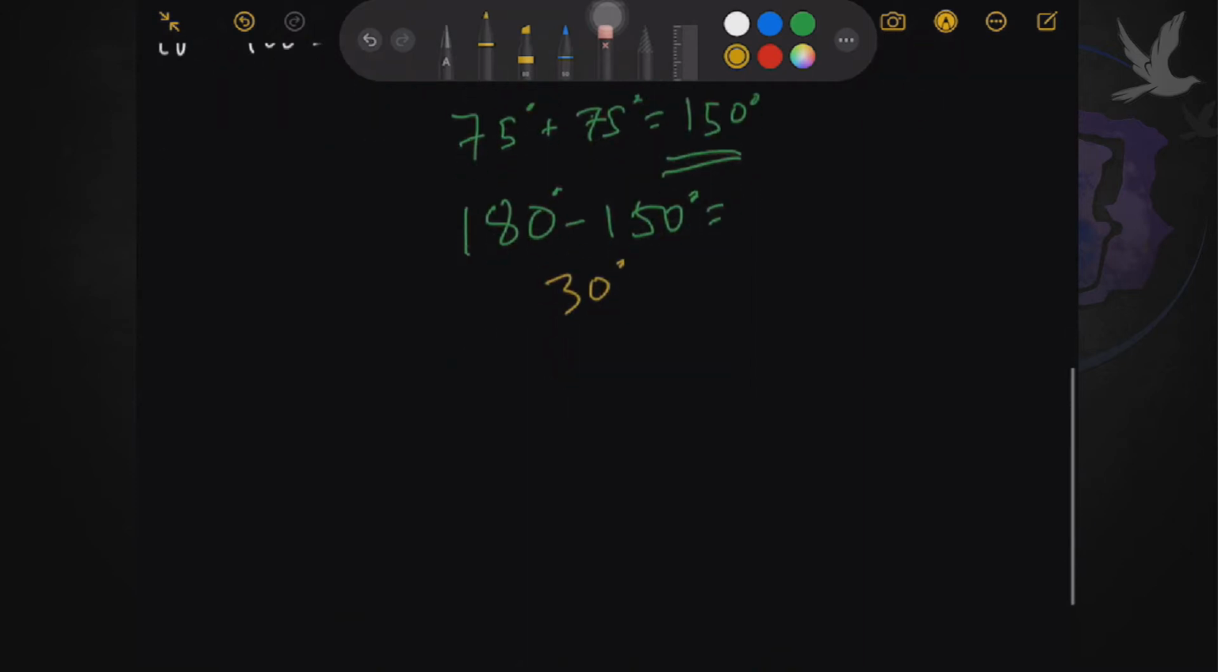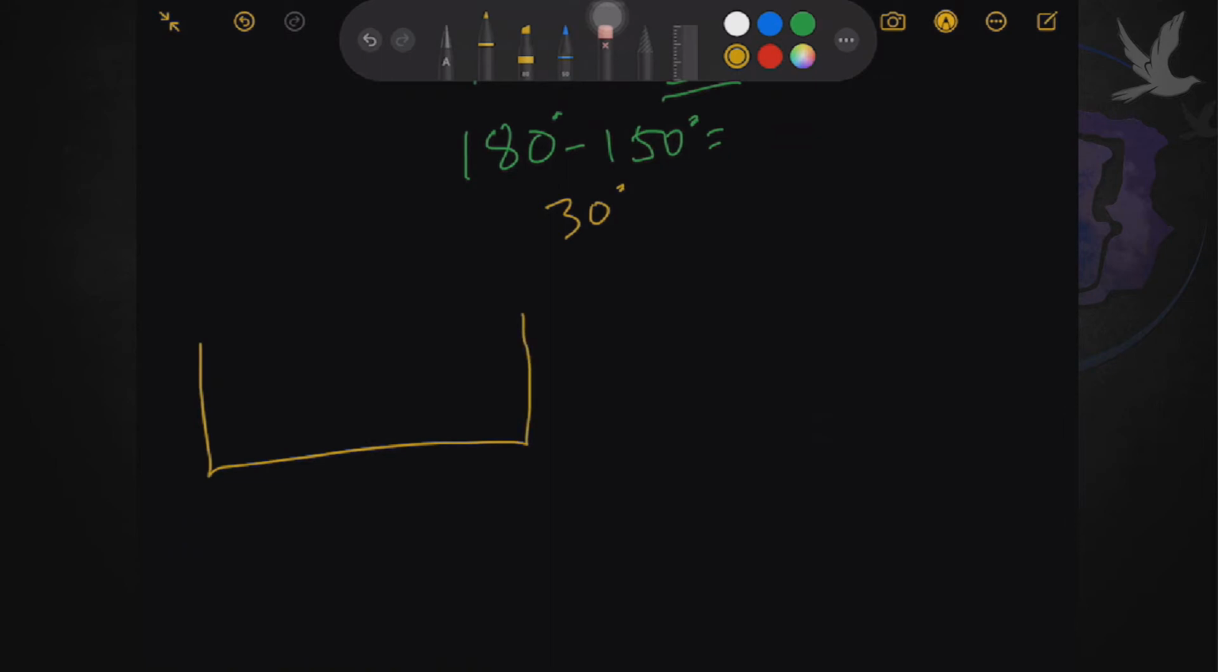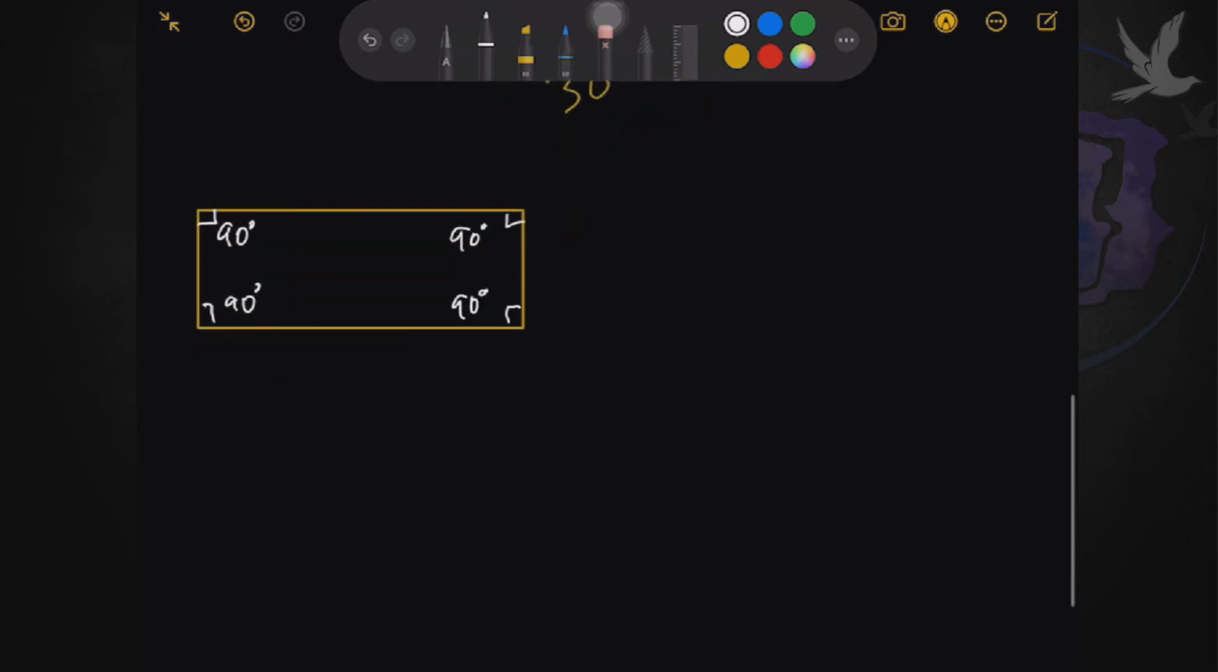Sa four-sided naman, four-sided figure, all you need to do here, or to know here, is that they all form 90 degrees. This is for a rectangle and a square. Okay? So, ganyan lang dapat, 90 degrees. Okay. For a square din, ganun din. Same rules will apply for a square.